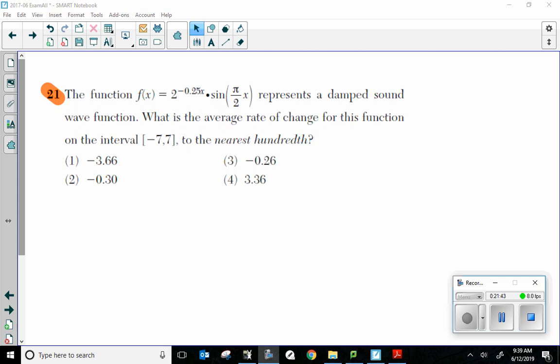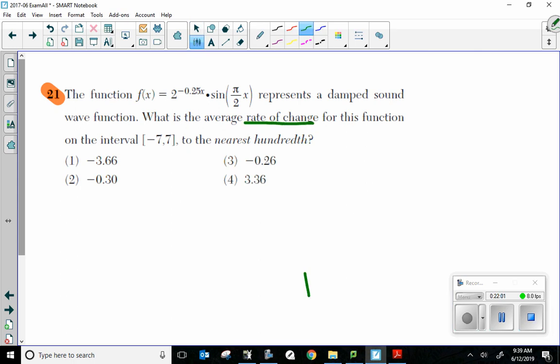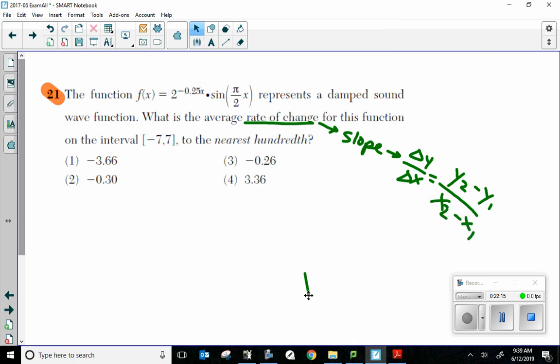Number 21 states the function f of x equals 2 raised to the negative 0.25x times sine of pi over 2x represents a damped sound wave function. Who cares what it represents in this context? What's the average rate of change? Rate of change is the same thing as slope, which is the same thing as change in y over change in x, which is basically y2 minus y1 over x2 minus x1. That's all you're doing, okay?